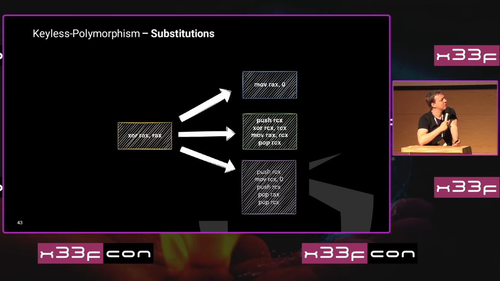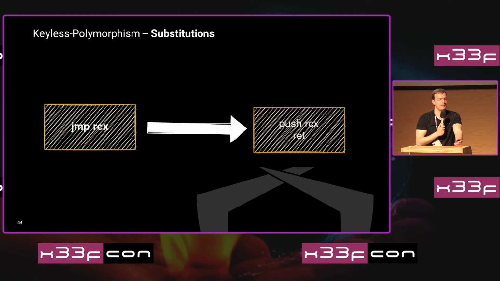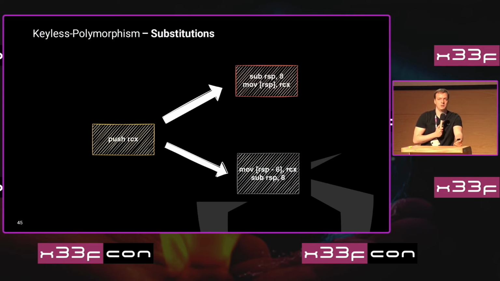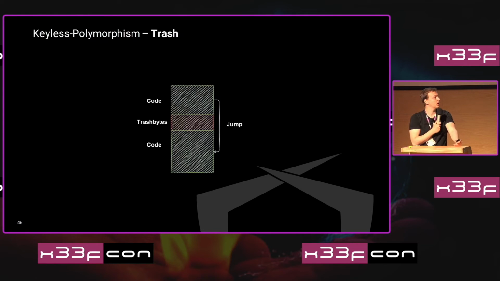So some ideas for substitutions. If you want to null out a register, either you can write XOR, or you move 0 to it, or you store another register on the stack, null out this register, move this register to it, and then restore the other register. If you want to jump to RCX, you could also write push RCX and then return, where push RCX could also be written like this. So there are a bunch of instructions which can be substituted with an equivalent of other instructions.